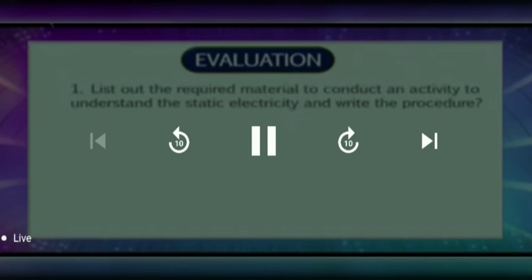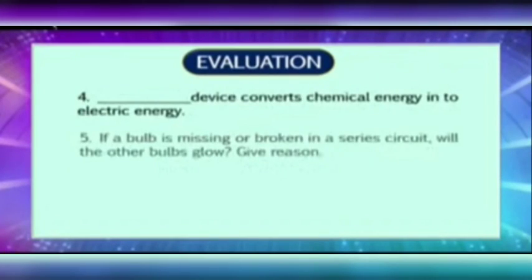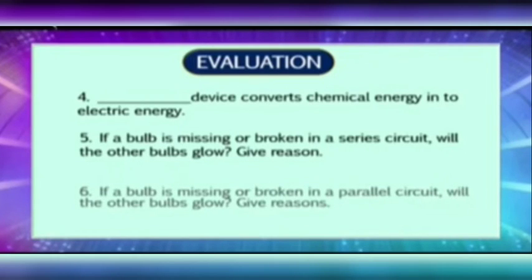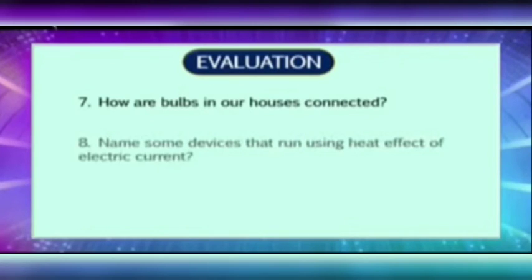Evaluation. 1. List out the required materials to conduct an activity to understand static electricity and chemical energy into electric energy. 5. If a bulb is missing or broken in a series circuit, will the other bulb glow? Give reason. 6. If a bulb is missing or broken in a parallel circuit, will the other bulbs glow? Give reason. 7. How are bulbs in our houses connected? 8. Name some devices that run using the heating effect of electric current.